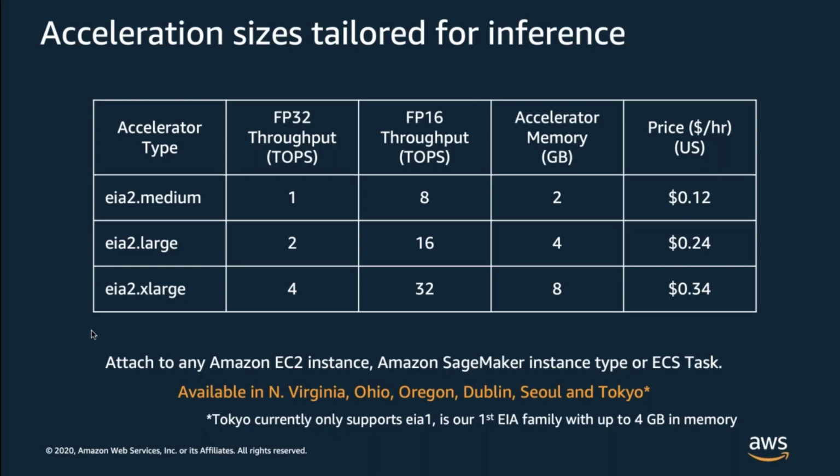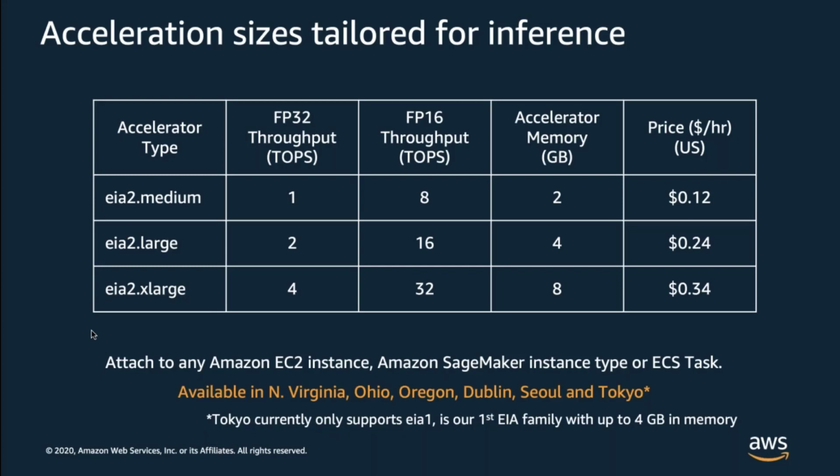EI accelerators are available today in multiple sizes, each with different amounts of single precision FP32 and mixed precision FP16 compute capacity, as well as different amounts of available accelerator memory. You can use as low as 2 GB of accelerator memory to as high as 8 GB. These are available at prices that are significantly cheaper than GPU instances. The smallest accelerator costs just 12 cents an hour in US regions. EI is available in 6 different regions worldwide.